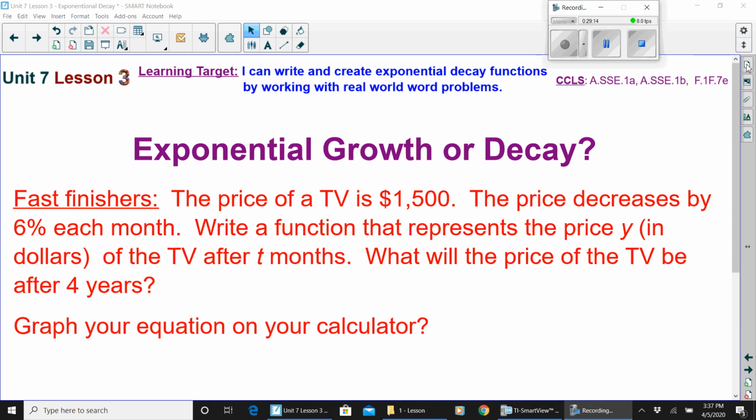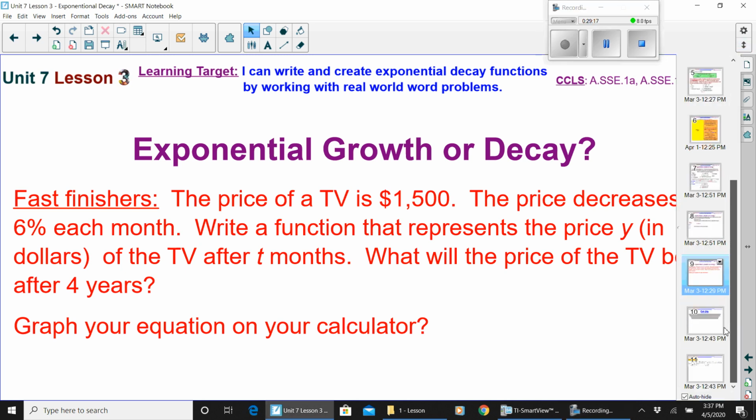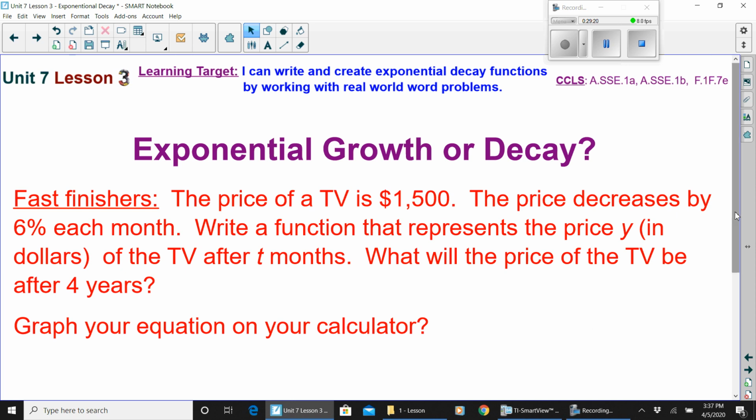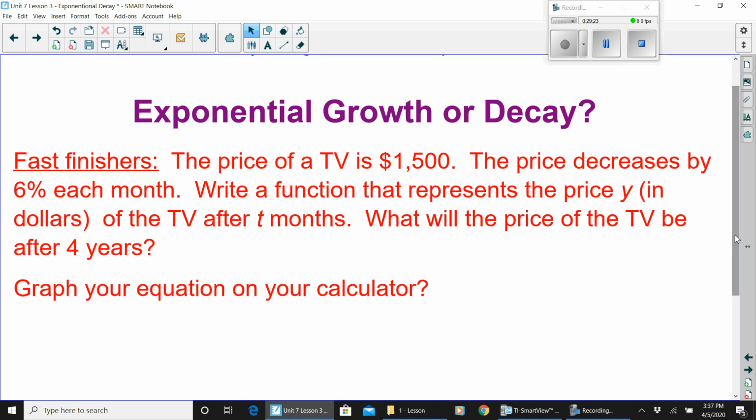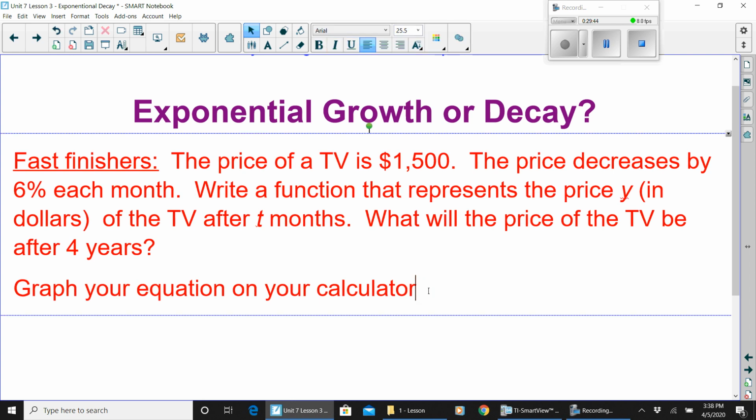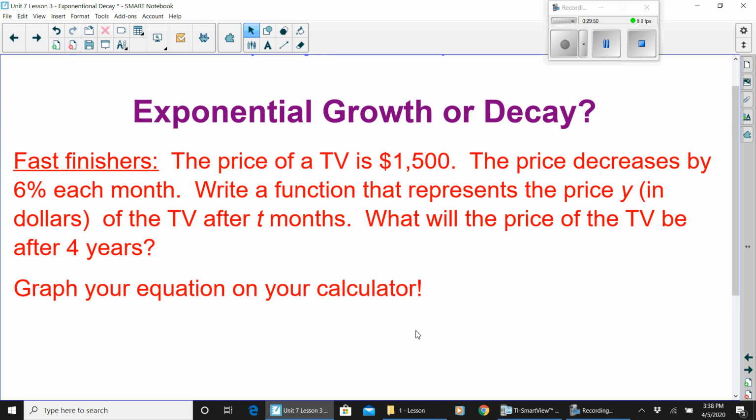As far as the exponential growth or decay question, the fast finisher: the price of a TV is 1,500. The price decreases by 6% each month. Write a function that represents the price, the amount of the price Y in dollars of the TV after T months. What will the price of the TV be after 4 years? Graph your equation on your calculator. And that shouldn't be a question. It says graph your equation on your calculator. Can we put an exclamation point? All right, so go ahead, press pause now.